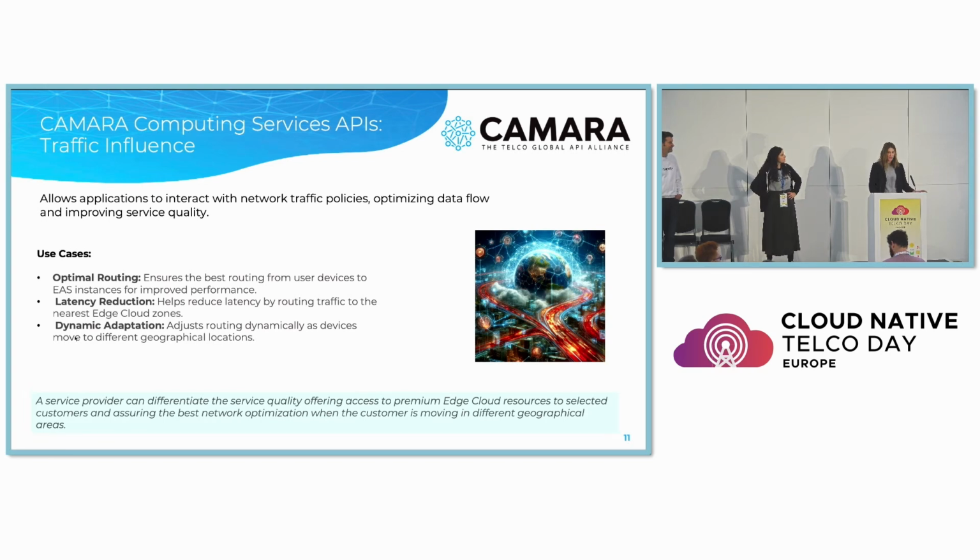Next, we have traffic influence. This one helps you modify the connection policies of devices based on traffic flows. So it helps to route user traffic to the best edge application server in a telco cloud environment. And of course, we're trying to optimize here for performance as well. This is the cool part about this API that I really like: if a user moves, the API can update the routing to keep the performance optimal.